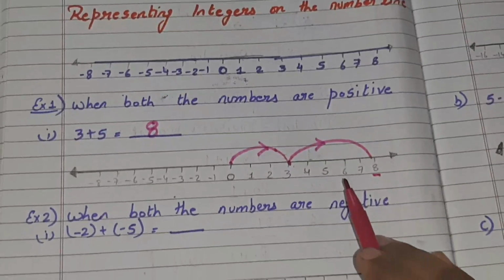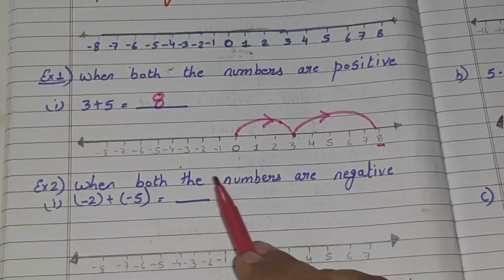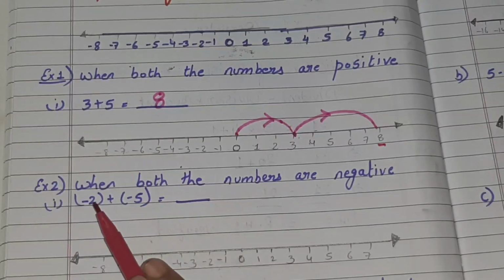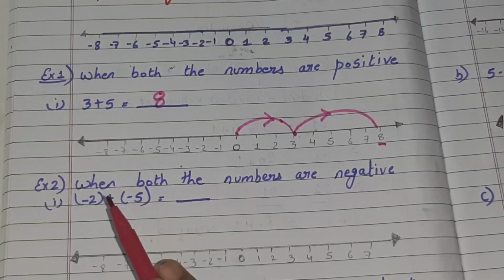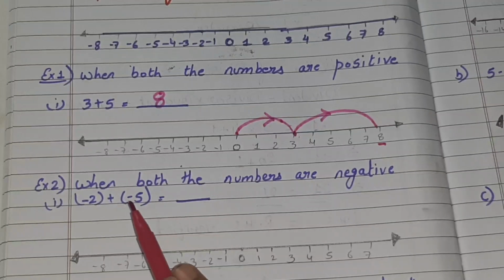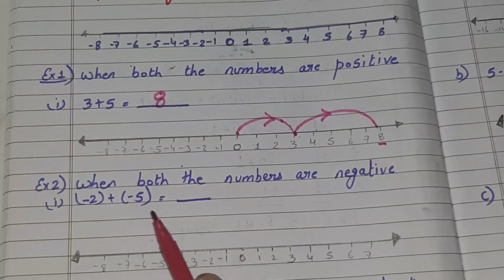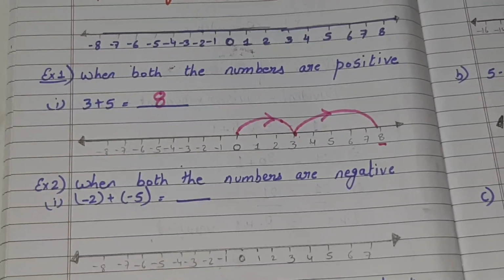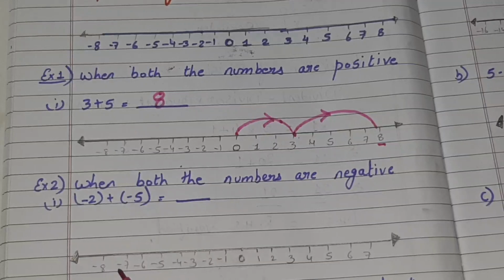Now the next question, when both the numbers are negative, minus 2 and minus 5. We have to add these. How will we do it? We will do it on the negative side, which means the left side.